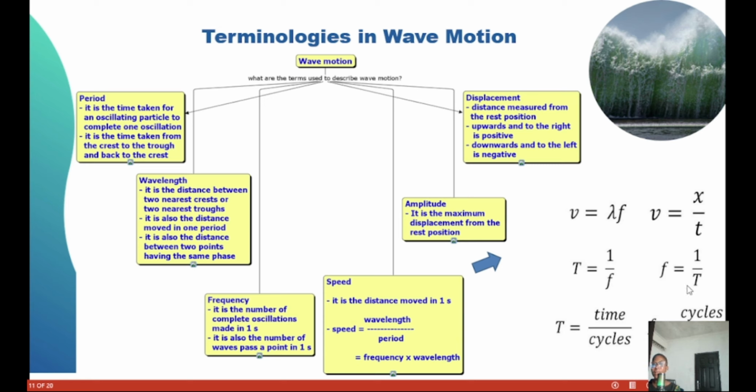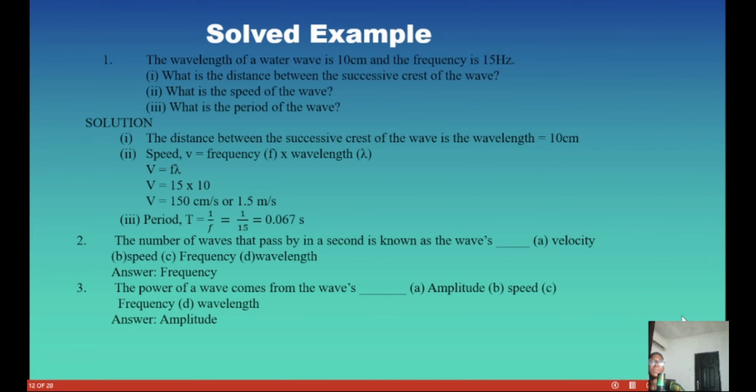And also, simultaneously, f is equal to what? 1 over T. That's very, very simple. So T, which is the period, is time divided by the cycles, while f is just the opposite of the period, which is cycles divided by time. So, let's quickly solve some examples so that we can apply the formulas we have learned.